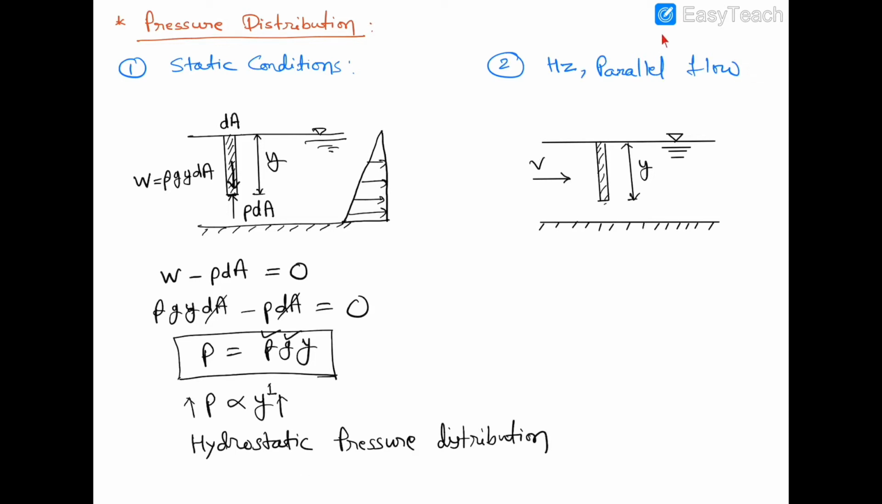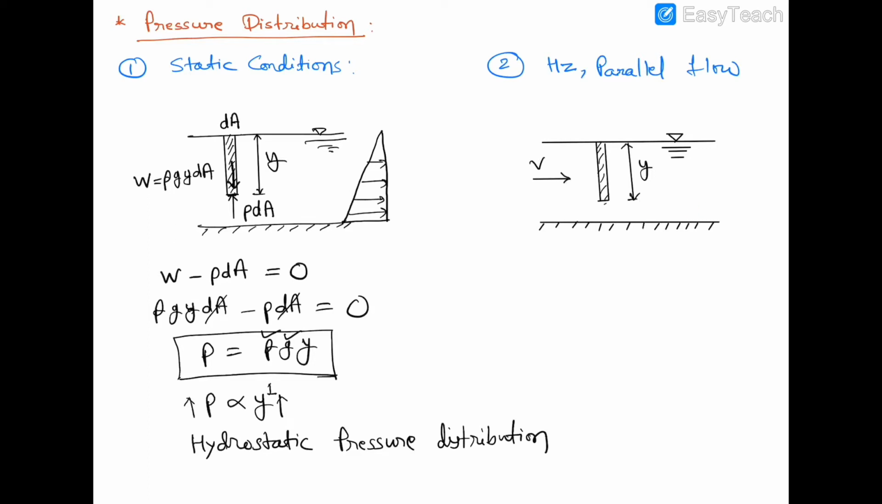Now come to the second case. Let us consider a horizontal channel in which liquid is flowing with a velocity v. Here we are assuming that there is no acceleration in the direction of flow. Flow velocity is parallel to the channel bottom, and also the velocity is uniform across the channel section, which means the streamlines are parallel to each other.